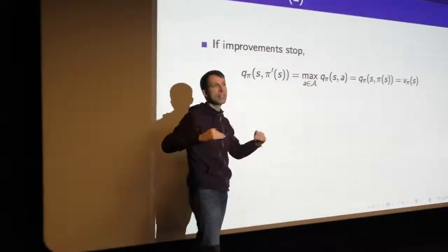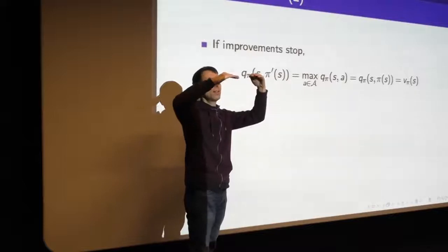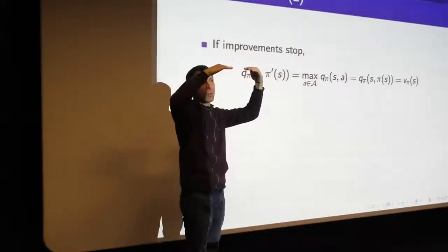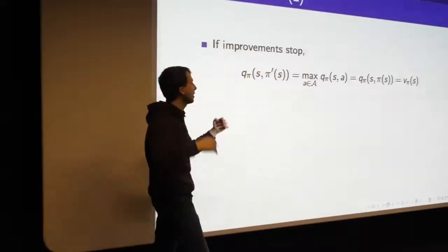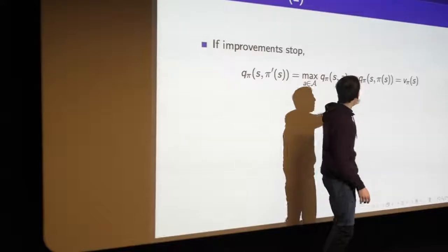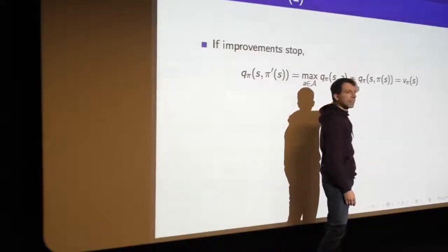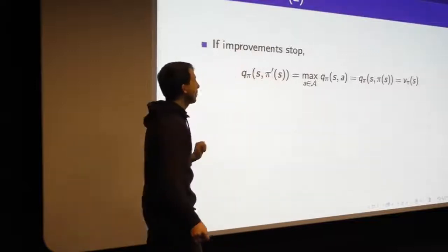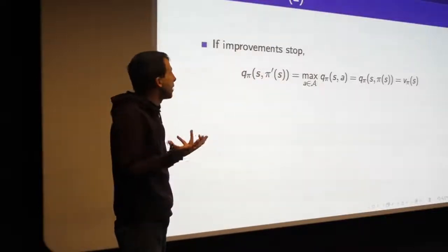So we've got two cases. Either we just keep getting better and better and better, or at some point this is going to stop. And what we want to know is that when it stops, we've actually achieved optimality. So we're just going to plug in the same equation we had before, but now we're going to plug in equality instead of this less than or equals.